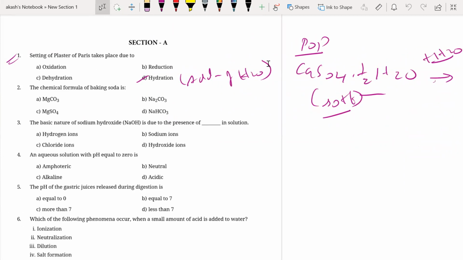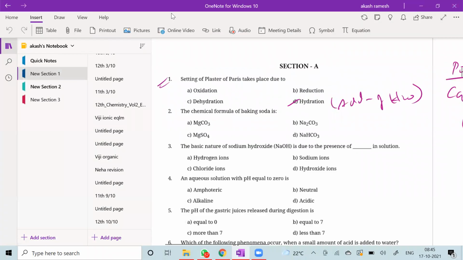Everybody understood why it is hydration? Can I get a yes from everyone? Yes, sir. Okay, I said everyone. Only one yes I'm getting. Are you guys okay, people? Let me call out names. Atharva. I think Harita was the one who spoke now. Janvi, Pooja, Aditi. Yes. Everybody's okay. Yes, sir. Okay, good.